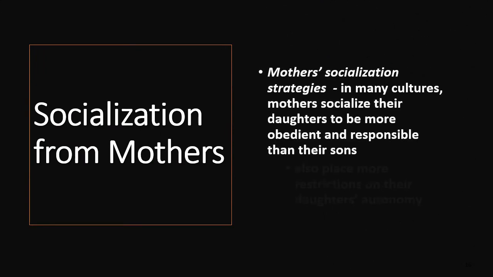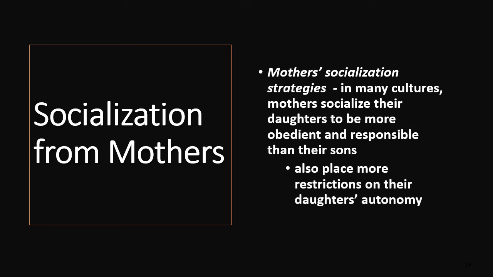The book talks about some interesting things here about how mothers and fathers, again, these are broad stroke generalizations, but in many cultures, mothers socialize their daughters to be more obedient and responsible than their sons. And this is an interesting point. They also tend to place more restrictions on the daughter's autonomy, right? So they might let, for example, boys go out and play longer or with less restrictions, or be less concerned who's around them, and just be more strict with the daughter.